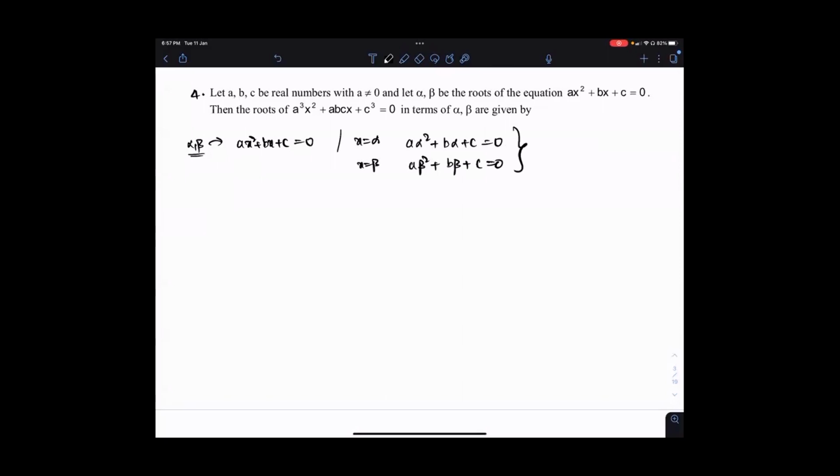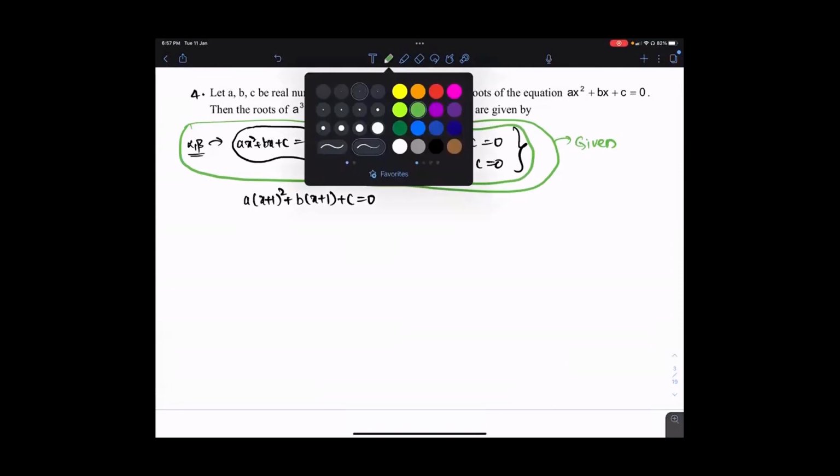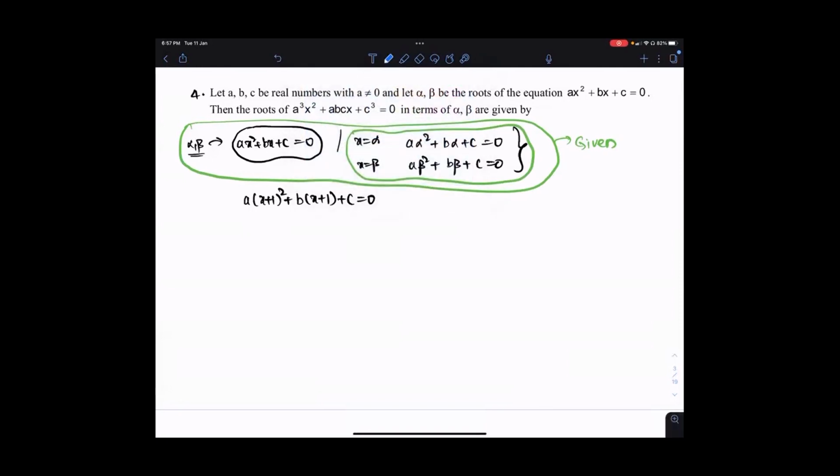Now, if the roots of this equation are alpha and beta, then if I give an equation which is a times x plus 1 whole square plus b times x plus 1 plus c equal to 0, let me just repeat it again. This information is given, guys. That means alpha, beta are the roots of that equation. Now, what is asked is, for this equation, what are the roots?